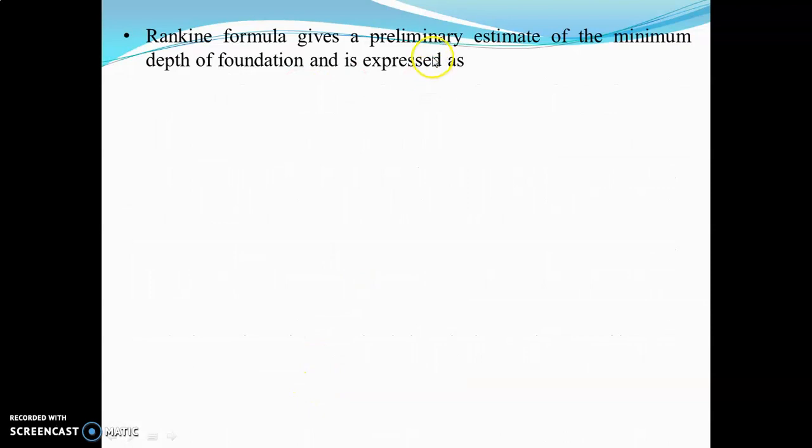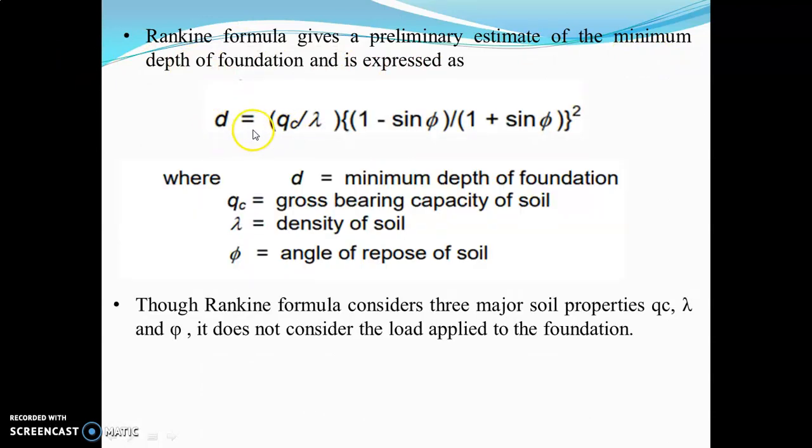Rankine formula gives a preliminary estimate of the minimum depth of foundation and is expressed as D is equal to QC divided by gamma, into (1 minus sin phi divided by 1 plus sin phi) whole square, where D is the minimum depth of foundation, QC is the gross bearing capacity of soil, gamma is the density of soil and phi is the angle of repose of soil.